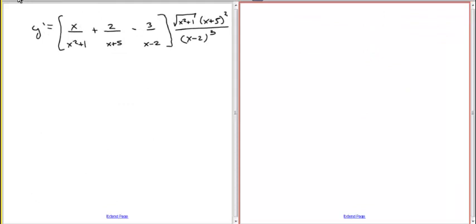So those are the three main kinds of logarithms, derivatives involving logarithms.